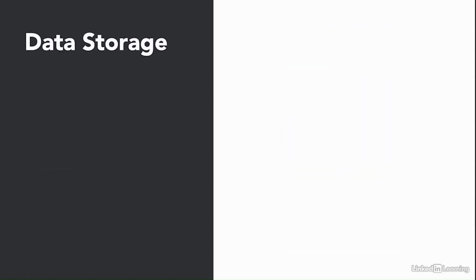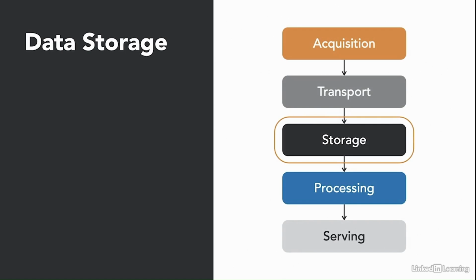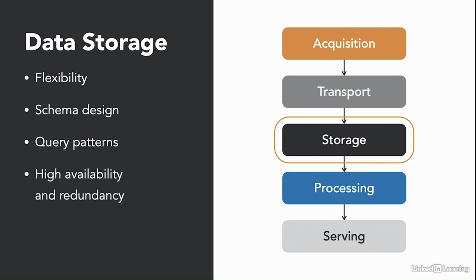Then comes data storage. While designing storage for big data pipelines, a key requirement is the flexibility of data, as new use cases and requirements will constantly emerge when the system grows. Schema design needs to consider this. Popular query patterns should be considered while designing the schema. Storage should also provide for high availability and redundancy to ensure resilient operations. Finally, the choice of technology should also be cost effective.